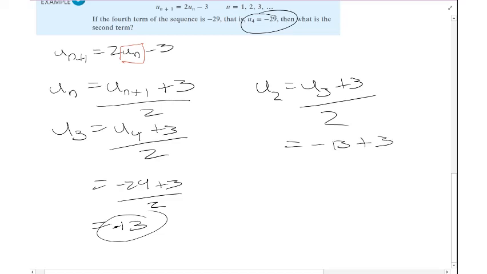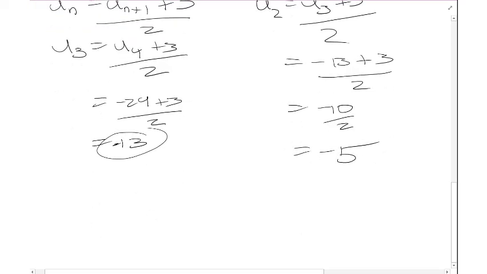plus 3 over 2. Negative 13 plus 3 is negative 10 divided by 2. The answer is negative 5. Okay, so the second term U2 is negative 5. Okay, and that's how you would start to do these problems.